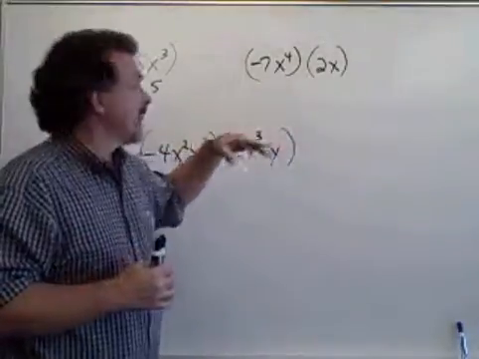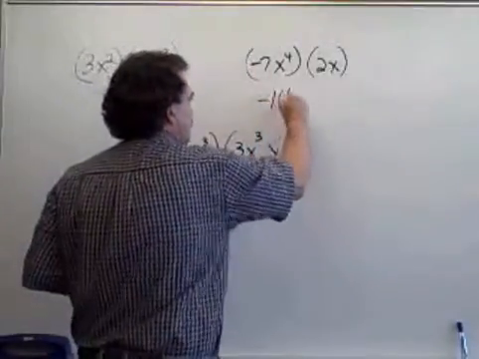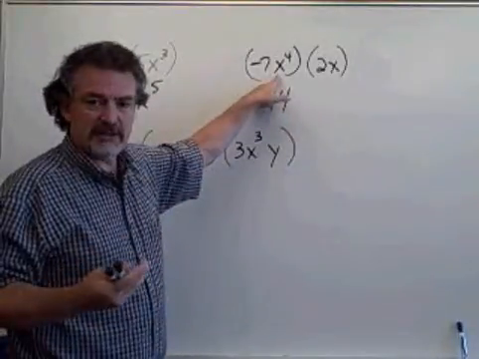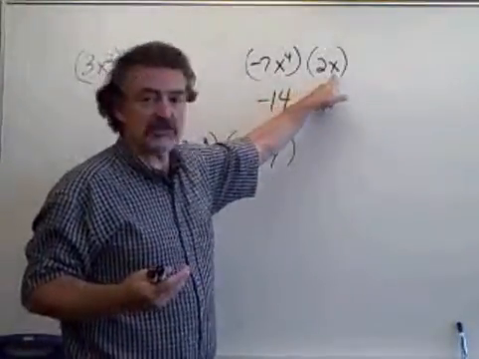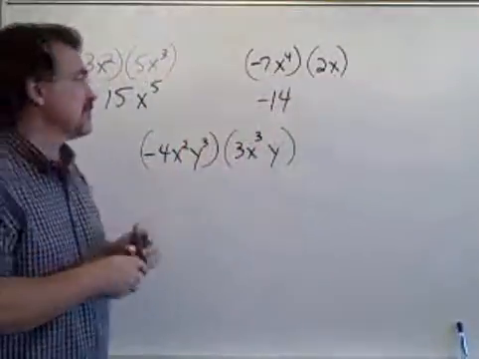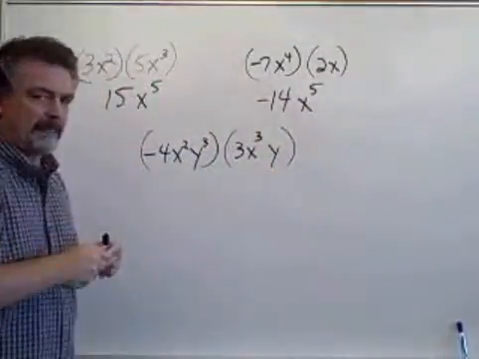Let's go over here. Negative 7 times the 2, when we multiply the coefficients, will give us negative 14. Here I have 4 x's being multiplied, and here I have an additional 1 more x being multiplied. So that's a total of 5 x's being multiplied. That's x to the 5th power.